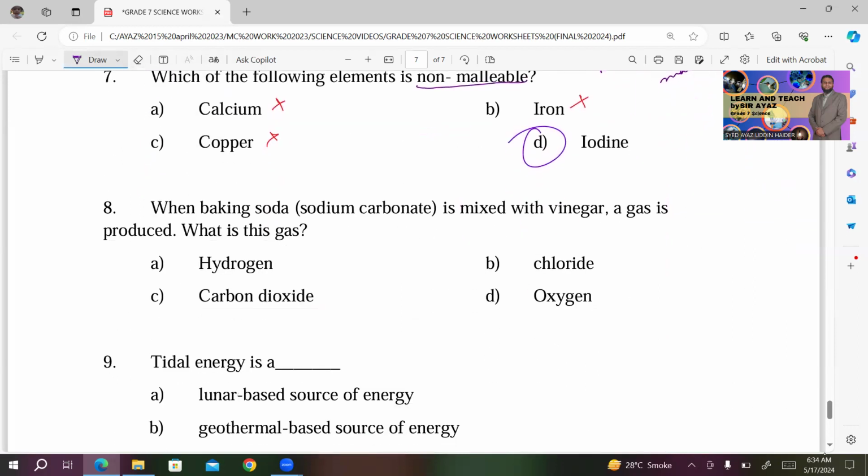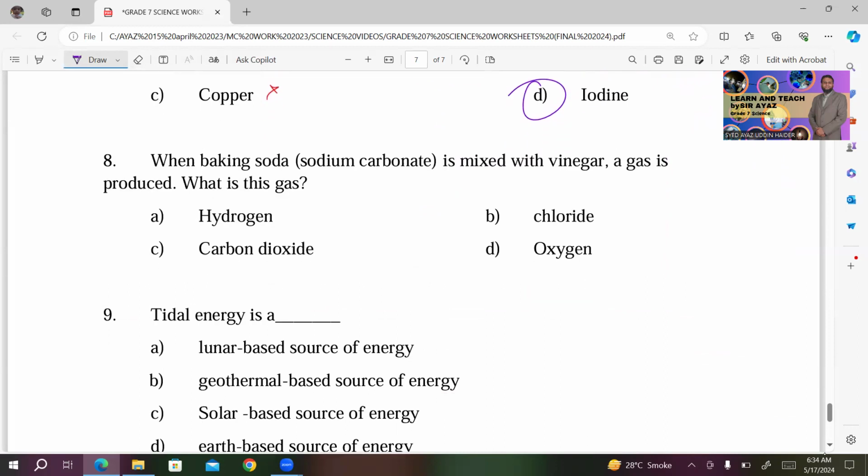Number 8, when baking soda, which is sodium carbonate, is mixed with vinegar, a gas is produced. What is this gas? Sodium carbonate, it's a metal carbonate. Sodium is a metal. Metal carbonate. What about vinegar? Vinegar is an acid. It contains acetic acid. So you write acid here. So simply you have the reaction between metal carbonate and acid.